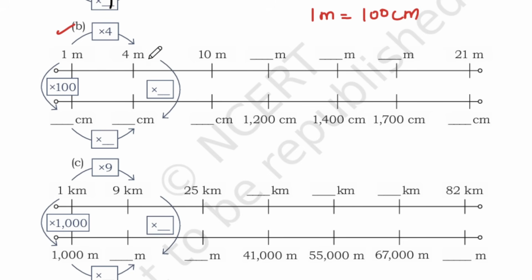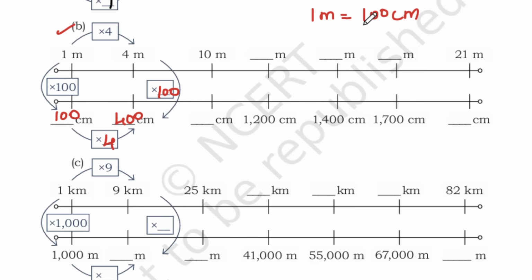So here we have 4 meter. So you have to multiply by this 100. And how many centimeters are you going to get? You are going to get 400 centimeters. So here we have 1 meter, so you are going to multiply by 100 centimeter. So here is 4. When you multiply 100 into 4, you get 400 centimeter.